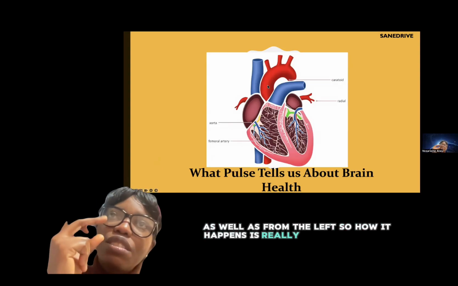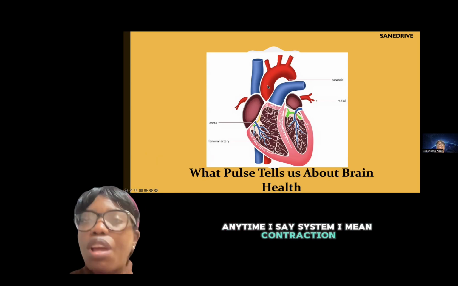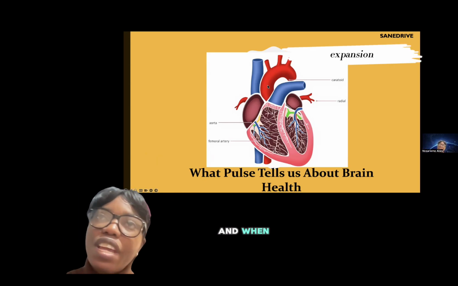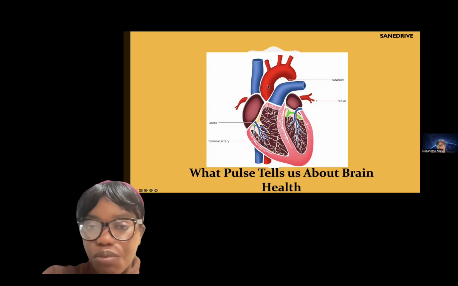So how it happens is usually in two processes. We have the systole and the diastole. When there is systole, it means contraction. Anytime I say systole, I mean contraction. When there is diastole, that means there is expansion. And when you hear expansion, there is a receiving. That means it's taking in. When there is systole, it's contracting. That means it is pushing out, is releasing.